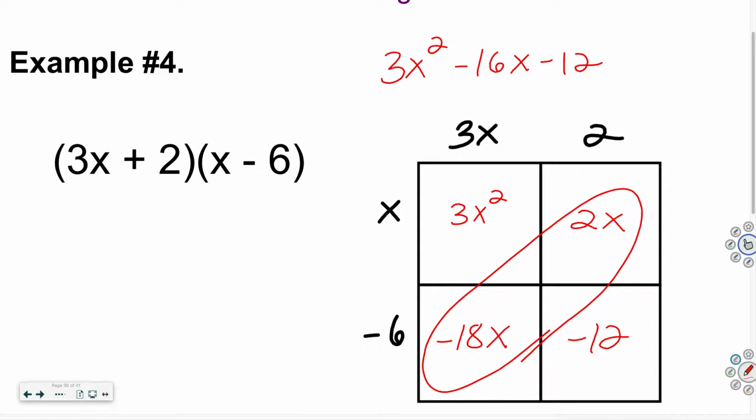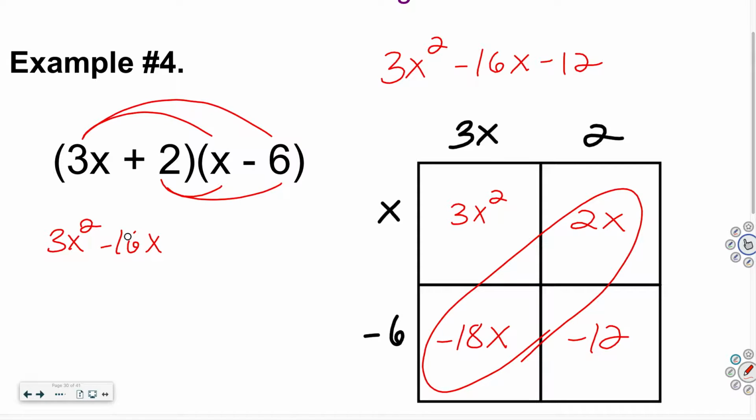Another way of doing it is distributing. We can do it this way. 3x times x is 3x squared. 3x times negative 6 is negative 18x. 2 times x is 2x. 2 times negative 6 is negative 12. So 3x squared minus 16x minus 12. You get the same answer either way.